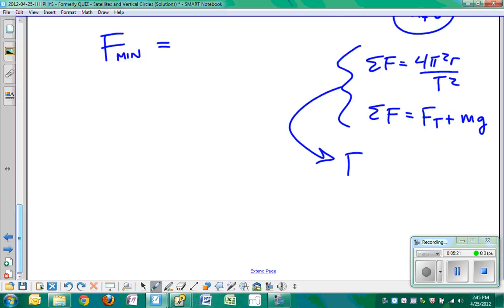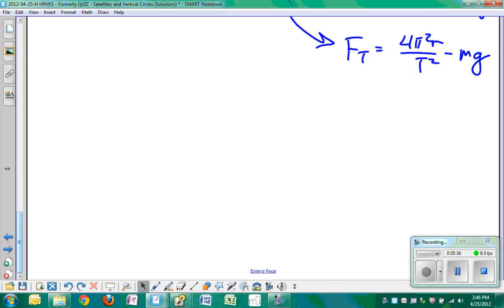that the force of tension is going to be equal to 4 pi squared r over t squared. That's our centripetal force requirement, minus mg. That's the algebra of that. That's why it's at a minimum. All right, analogously, if we were to go through and do the same thing, this is min. All right, and if we do tension force max, if you go through exactly the same process, you'll find out that it's 4 pi squared r over t squared plus mg. All right, so Ft max, Ft min.